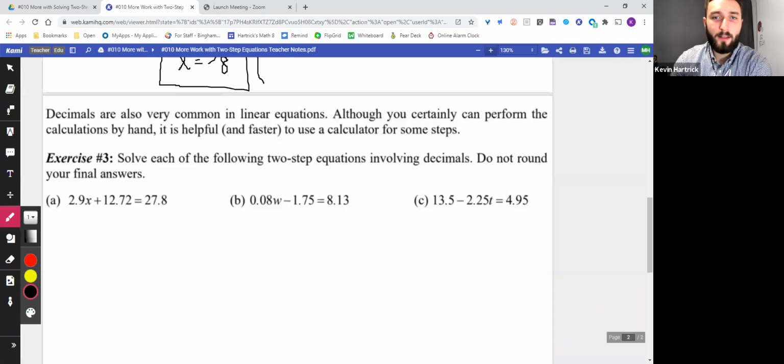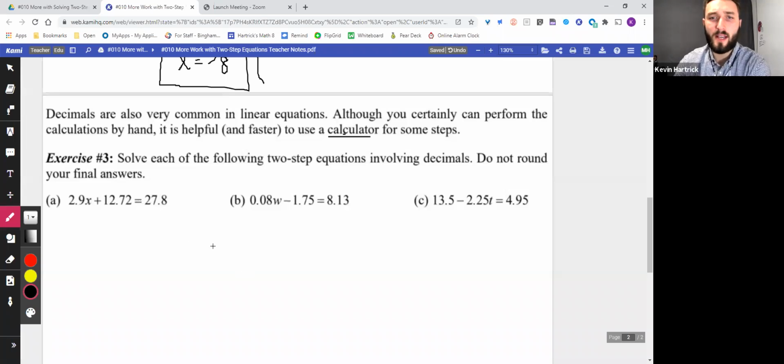All right, welcome back. Now let's take a look at some problems with two-step equations that involve decimals. Decimals are very common in linear equations. Although you certainly can perform the calculations by hand, it is helpful and faster to use a calculator for some steps. So remember, we have our Desmos calculator. You can either Google search Desmos Scientific Calculator, or it's on my website under important links.